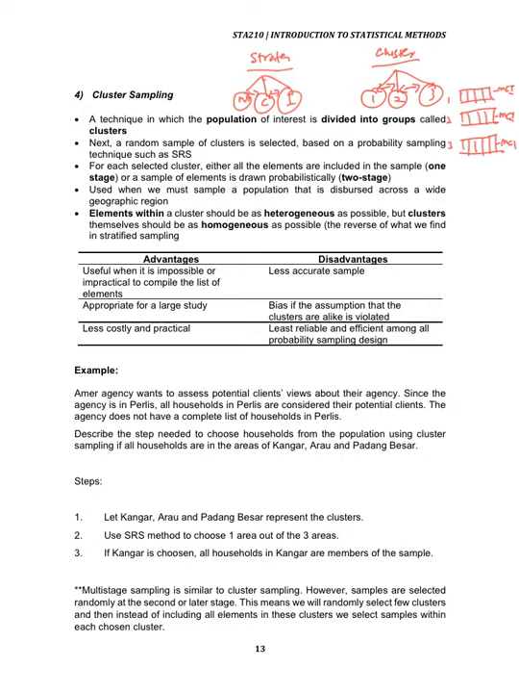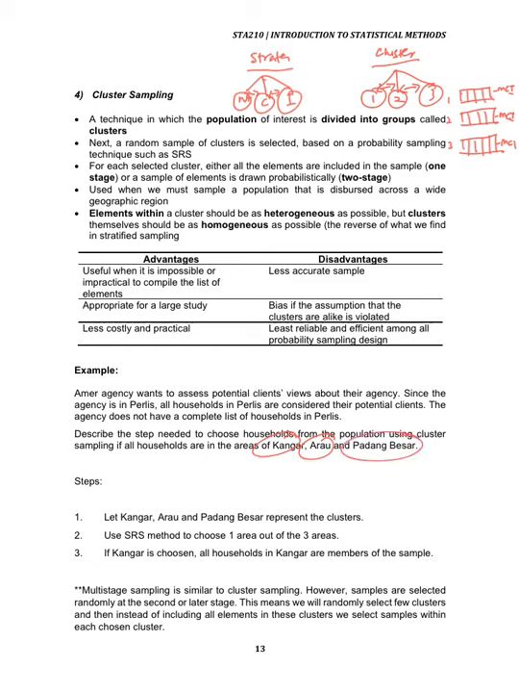Okay, look at an example. Okay, I'm an agency want to assess potential client view about the agency. Okay, sama jugalah. Since the agency is in Perlis, all household in Perlis are considered as their potential client. Okay, so kat Perlis dia ada 3 je dia punya katakan area, Kangar, Arau dan Padang Besar. Okay, so Kangar, Arau dan Padang Besar ni kita punya cluster lah, cluster Kangar, Arau dan Padang Besar.